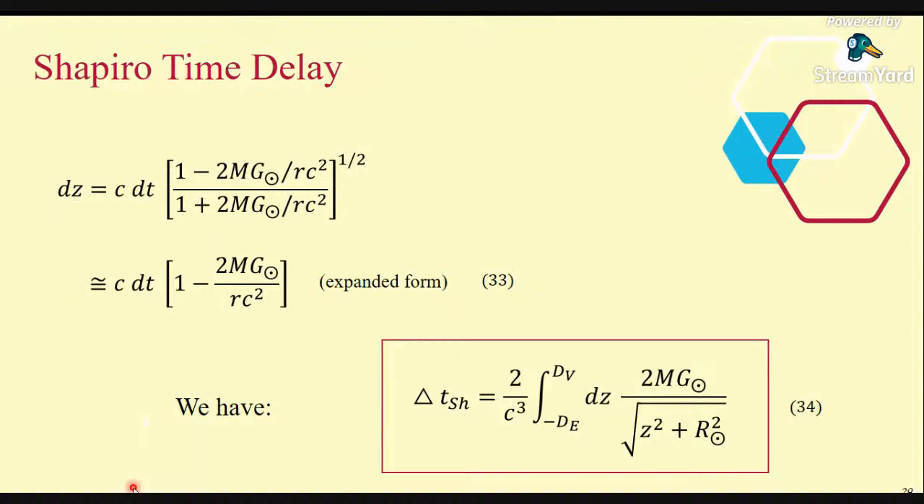And in a small time dt, massless particles traverse a small coordinate distance dz given by equation 33, and that's just an expanded form. It's nothing different. And the Shapiro time delay is equation 34. Here we calculate specifically for the sun, but the relation is this, for the total Shapiro time delay.